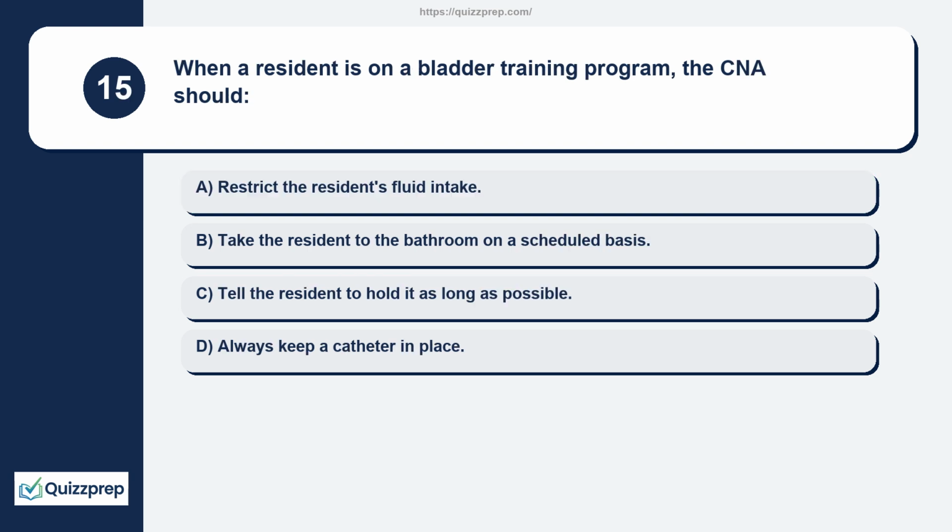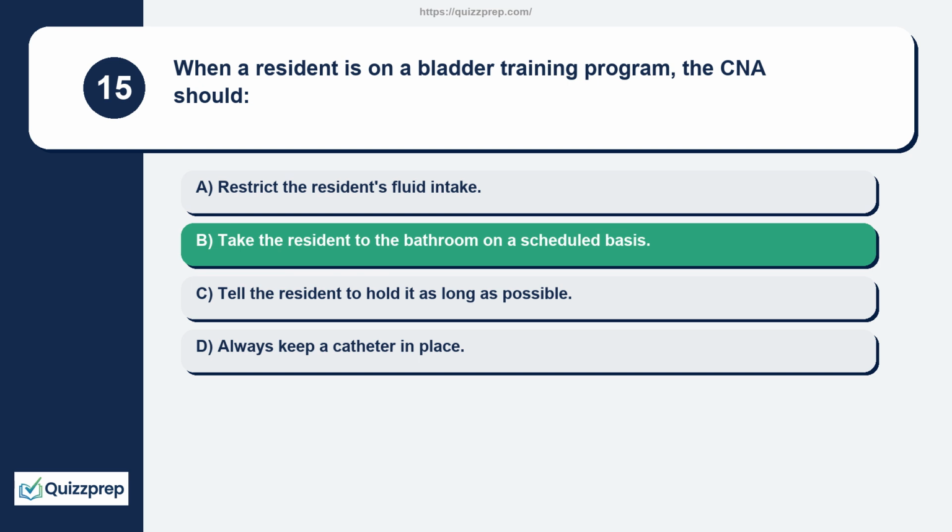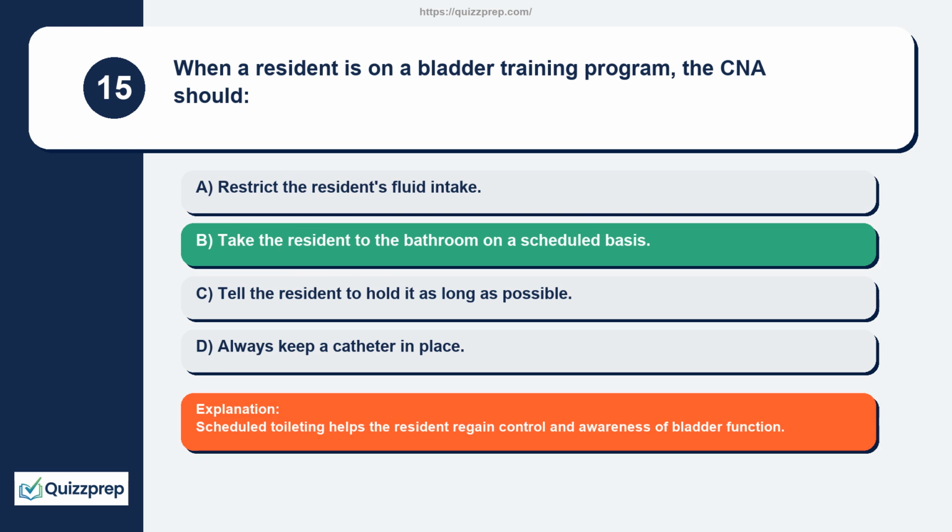Question 15. When a resident is on a bladder training program, the CNA should restrict the resident's fluid intake. Take the resident to the bathroom on a scheduled basis. Tell the resident to hold it as long as possible. Always keep a catheter in place. Scheduled toileting helps the resident regain control and awareness of bladder function.